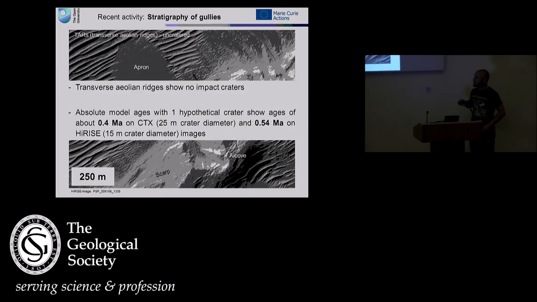But what we do is make some very rough assumptions with one hypothetical crater in this area. I measured the smallest crater on this ridge field on CTX images and on high-res images, and this gives us a very rough estimate of a maximum age for this gully. It comes out that we have 0.4 million years on CTX images and 0.54 million years on high-res images. So we can say that it's maybe half a million years old.